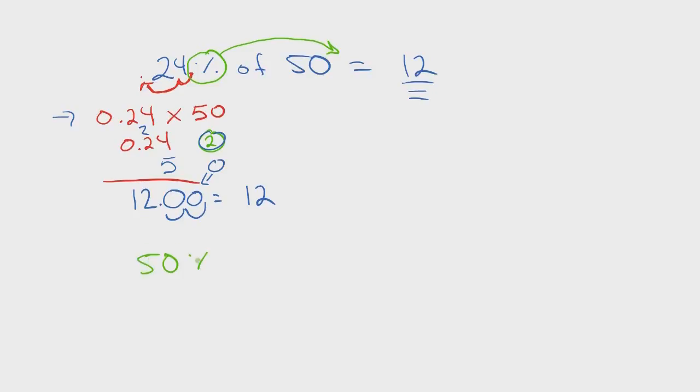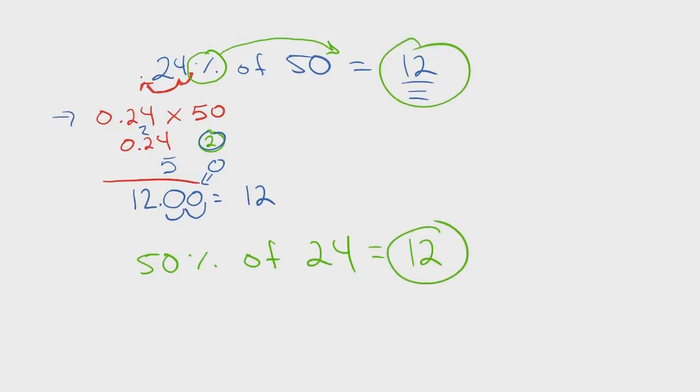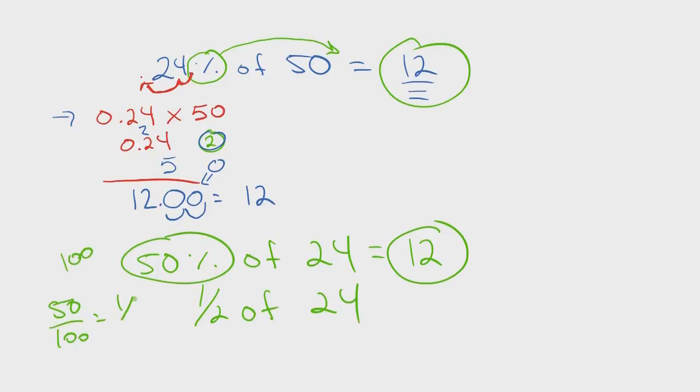What is 50% of 24? And what is 50% of 24? 12. And I did that in my head because 50% is half. So you're asking what is half of 24? Remember, a percent is out of 100. And 50 out of 100 is 1/2. And this always works.